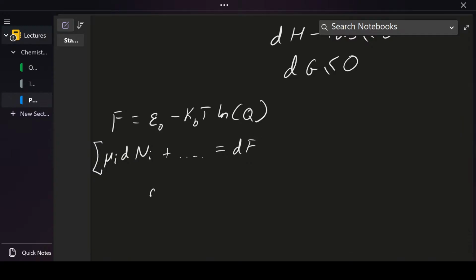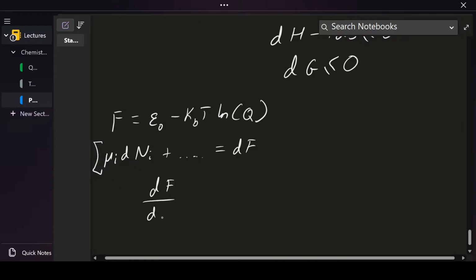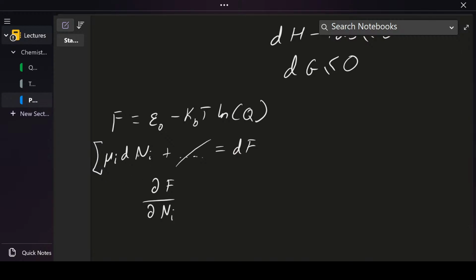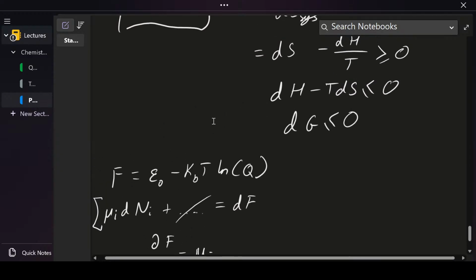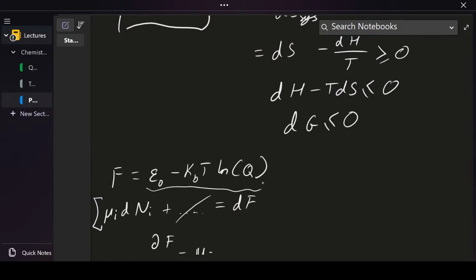If I can work out the derivative of F with respect to n_i, I'm going to replace these with partials, which means I'm keeping all of my other stuff constant. So essentially that's going to get rid of all of these and also all the other terms in my sum. This is equal to mu_i. And so my goal is to get this expression for F in terms of n.